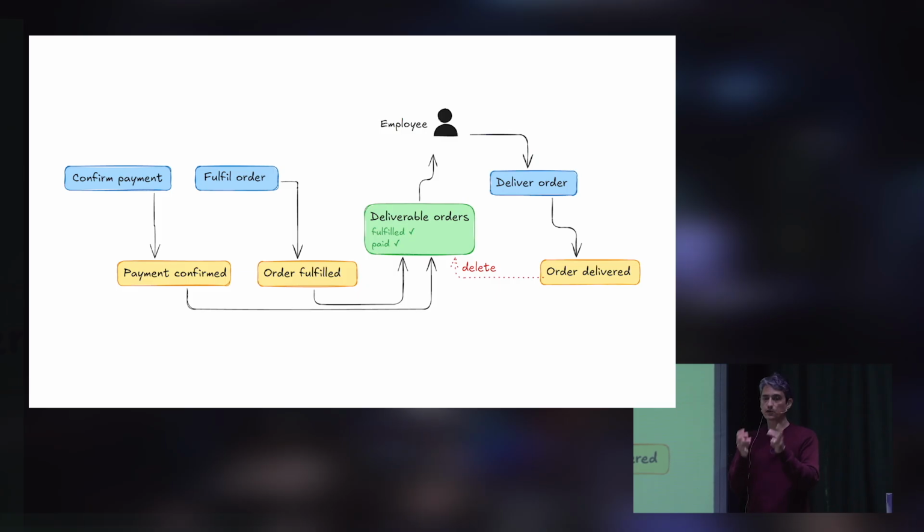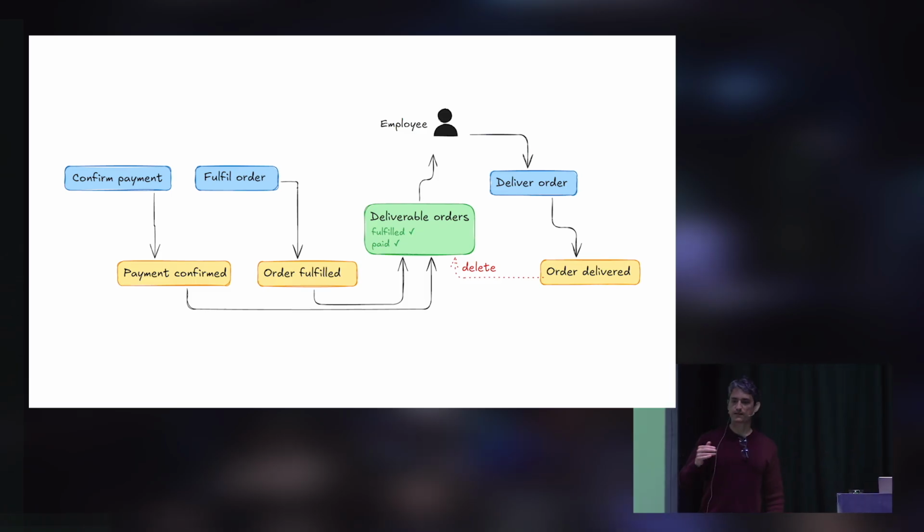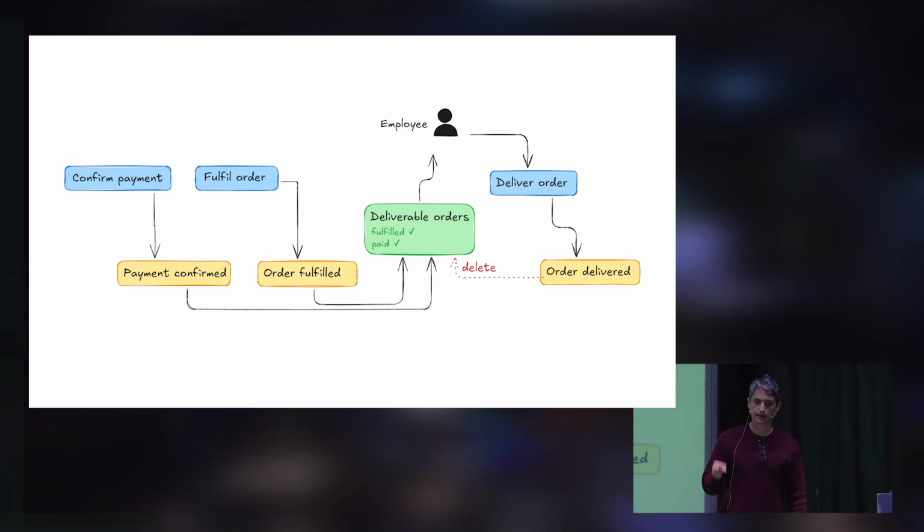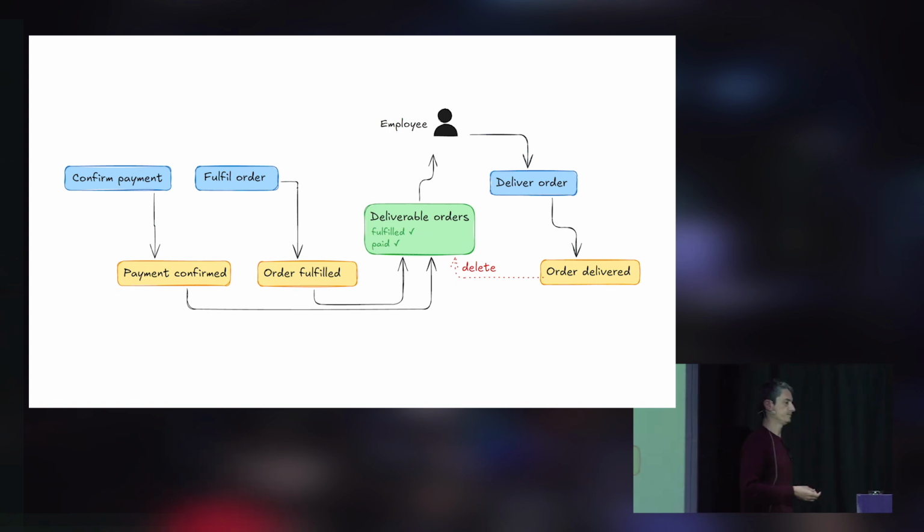So I need to detect when those two things happened in any order, right? And once I have that list, the employee can look at that list and say, yeah, this order is ready to deliver. So they take the coffee, they give it to the customer, and they press the button to deliver the order, which will feed back into the list and remove that order from that list because the order is now delivered.